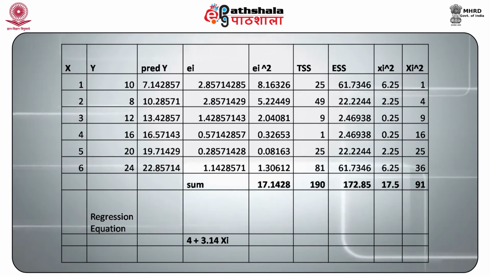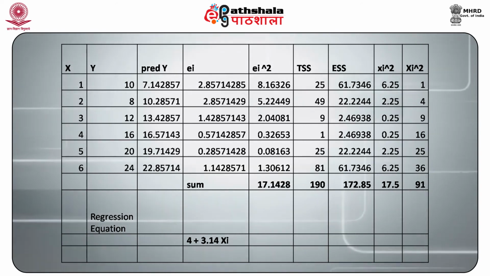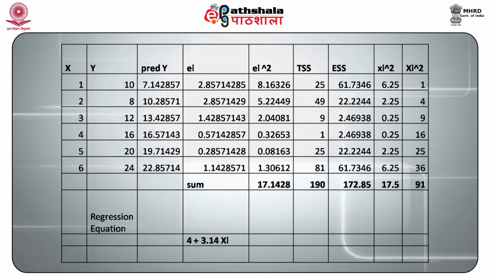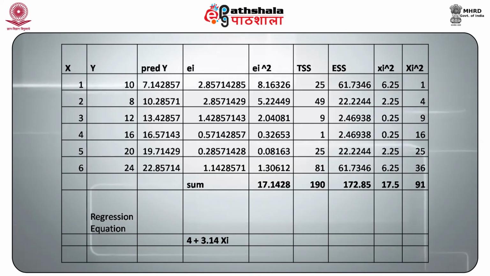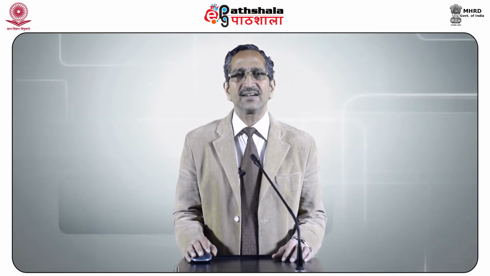In our last column, we have capital Xi square, which means the square of each value which we have in our first column, which means the square of 1, square of 2, square of 3. So the sum total of this last column is 91. Having calculated all this, we can substitute these values and find out our R square and standard error, etc.